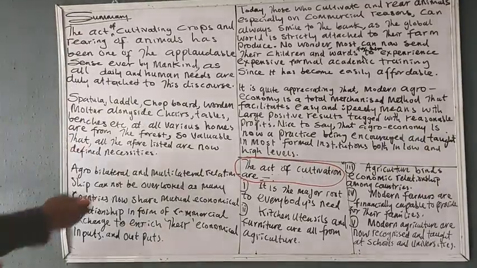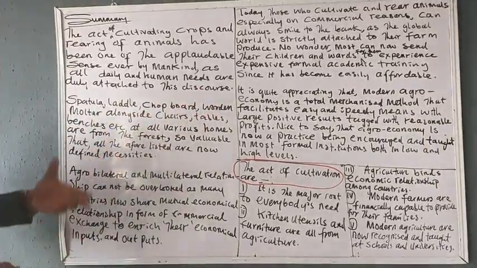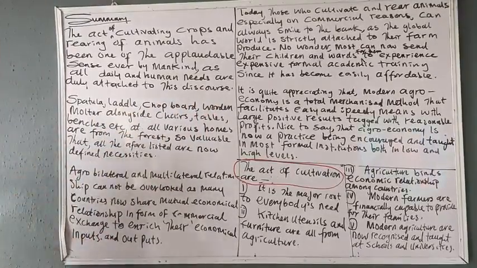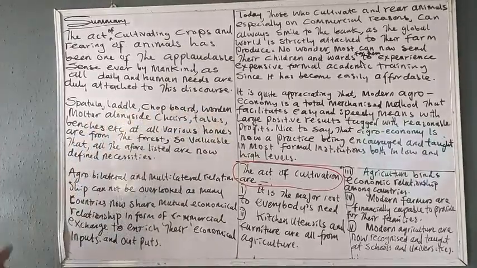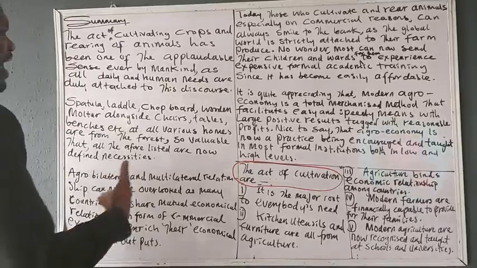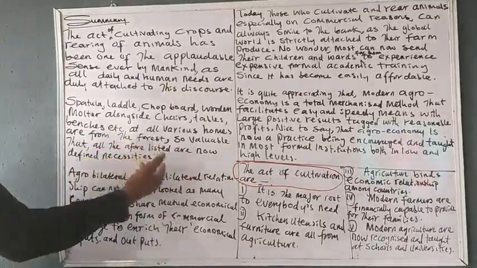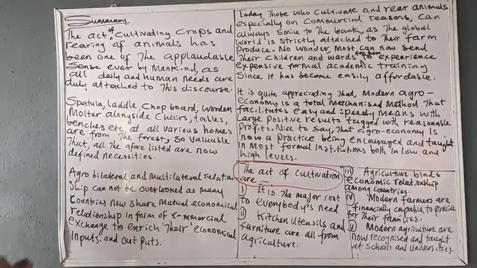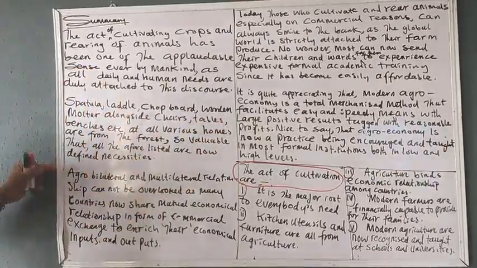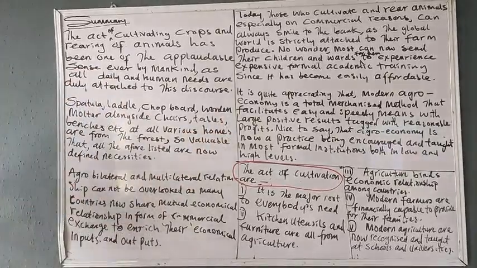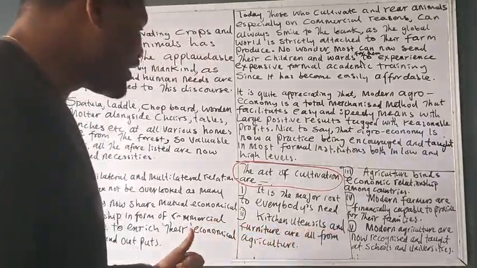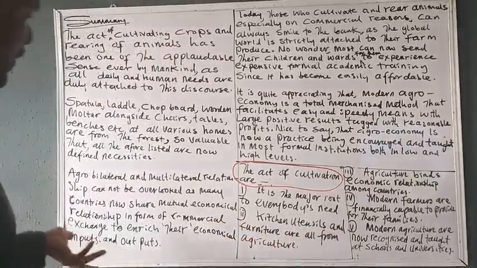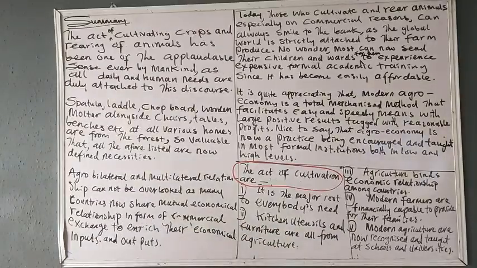Spatula, ladle, chopboard, wooden mortar, alongside chairs, tables, benches, and so on, are all various homes. At all various homes are from the forest, so valuable that all the aforelisted are now defined necessities. Okay. Now the second paragraph is talking about man can never do without all that could be used in the kitchen and maybe the furniture. So let's see the response in here. So the response: kitchen utensils and furniture are all from agriculture. Okay, this could be given to this exam taker, the pointing in there.